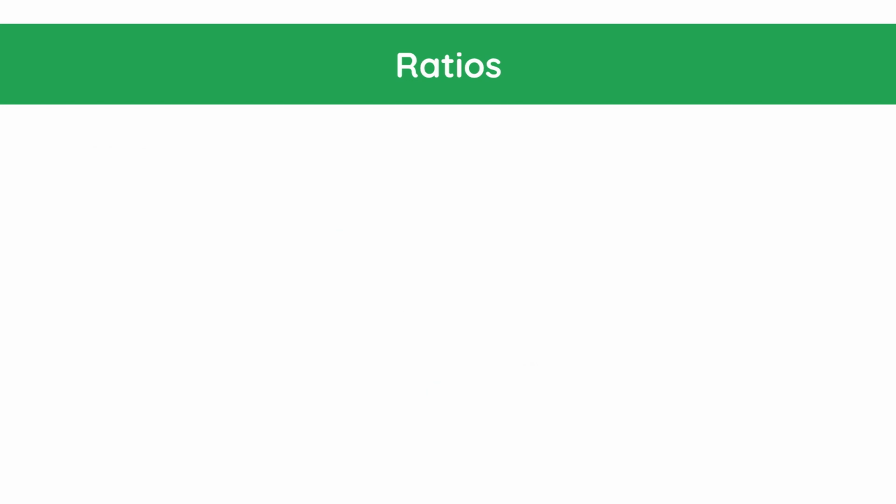So now let's try a question with 3 parts in the ratio. Divide 900 in the ratio 1 to 3 to 5. You can pause the video and give it a try yourself.